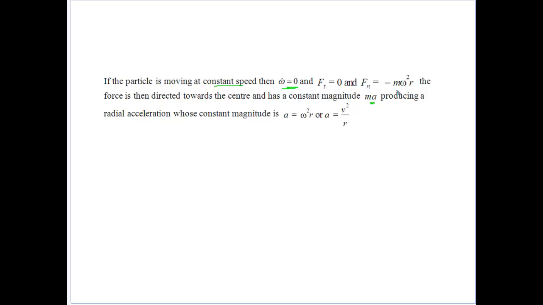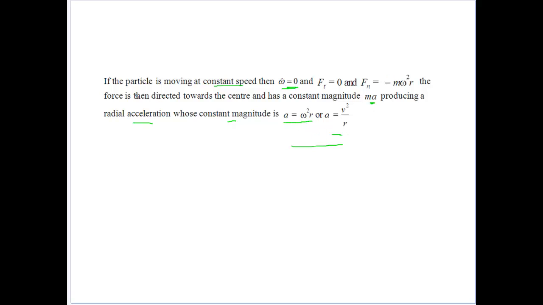So mass times acceleration would equal minus m omega squared r, which leaves us with the acceleration then being omega squared r. So there's acceleration going to be this constant value as well. We can play around with that in all our equations to get acceleration also as v squared on r. So we can find acceleration in terms of velocity, or we can find acceleration in terms of the angular velocity. So it depends on what the question asks and what we need.